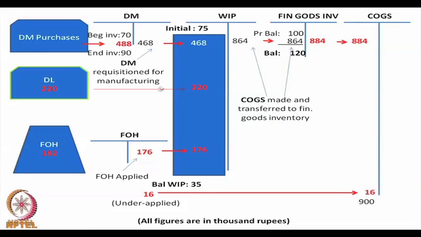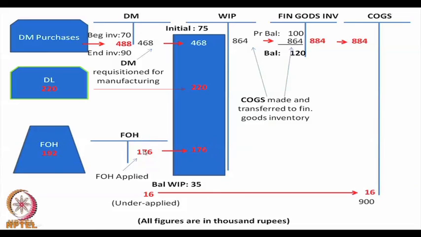Now, what is given? Direct labor is not given, but instead what is given is the initial value, the final value and the amount that was transferred. So, again we apply the same principle: 75 plus 468 plus DL, the value of DL is not known, plus this amount is 0.8 of DL, that is given.